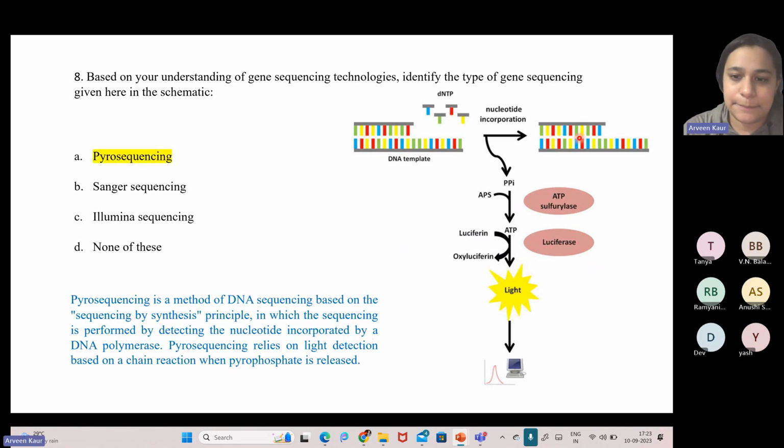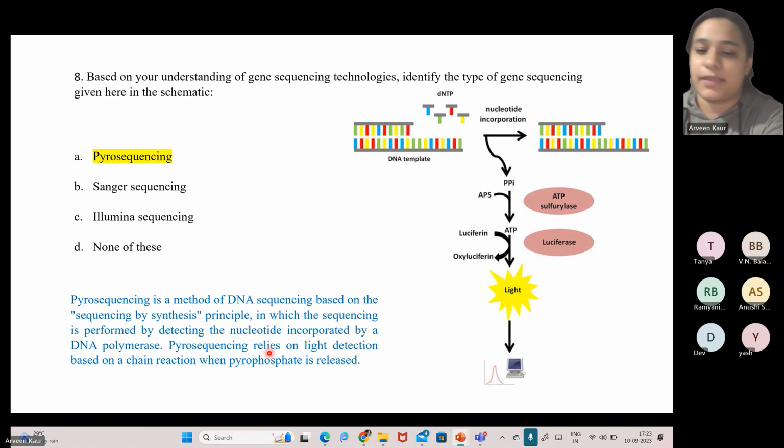Since it has this PPi, the pyrophosphate that is mentioned over here, you can easily recognize this is pyrosequencing. It is basically a method of DNA sequencing based on the sequencing by synthesis principle, in which the sequencing is performed by detecting the nucleotide incorporated by the DNA polymerase. Pyrosequencing relies on light detection based on a chain reaction when pyrophosphate is released.